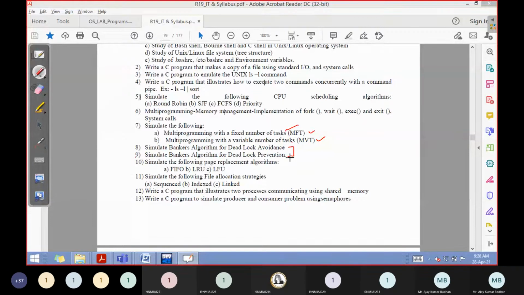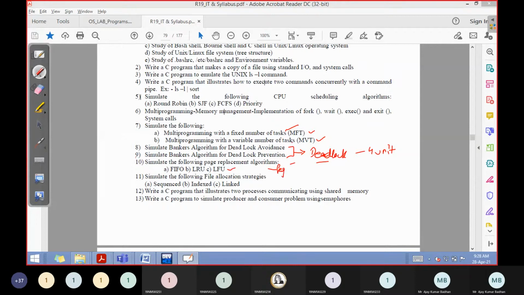Then we have something called Banker's algorithm here. This is related to deadlock. These two programs are related to the deadlock concept, and if I'm not wrong, you will get this in your fourth unit, where you have deadlocks.